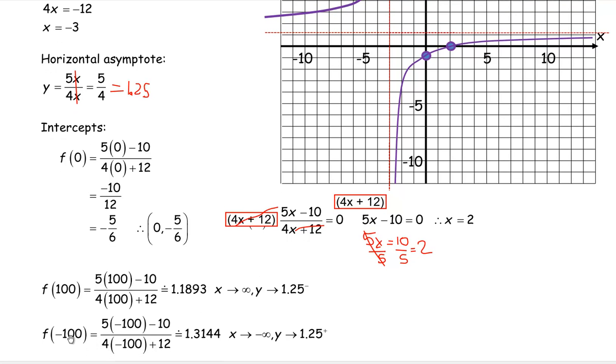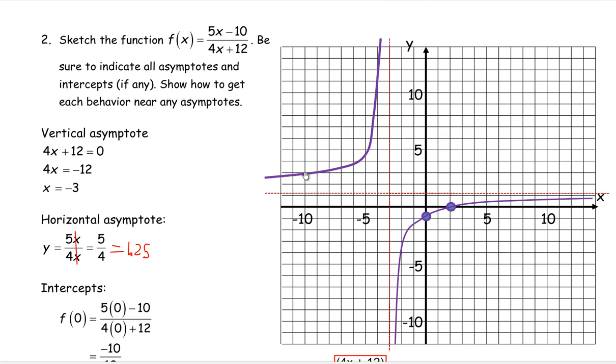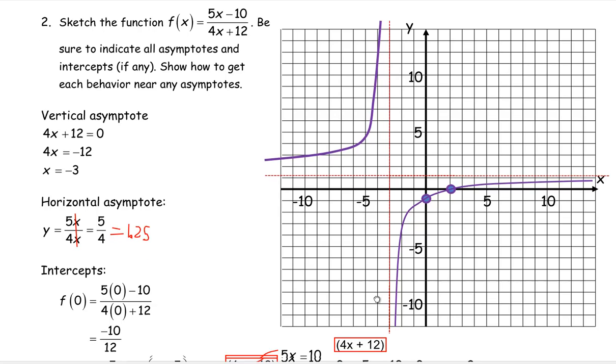If we go to the far left and put a number like negative 100 or negative 1,000, negative 100 gives us a function value of approximately 1.3144. That's a little bit bigger than 1.25. So as x tends towards negative infinity to the far left, y is approaching 1.25 but from above, because this is bigger than 1.25. So as you go to the far left here, you're staying above that horizontal asymptote. So the vertical, okay, what happens around this x equals negative 3 line?